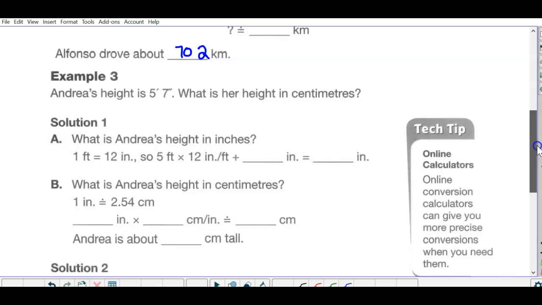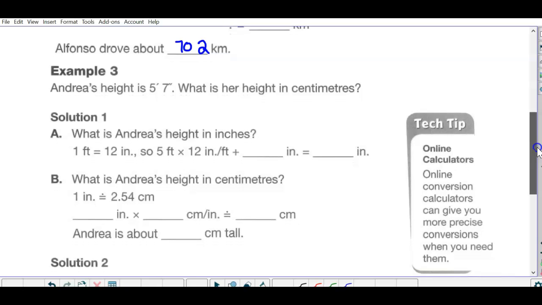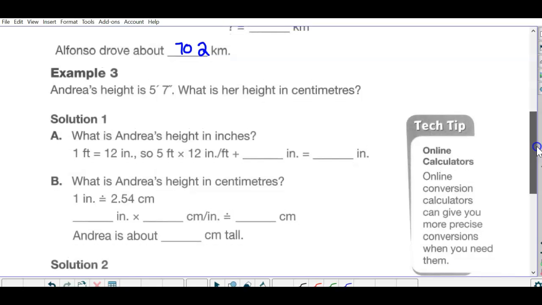So Andrea's height is 5.7 inches. Sorry, not 5.7, 5 feet 7 inches. 5.7 inches would be pretty short. So 5 feet 7 inches. What is her height in centimeters? So a couple of different ways of doing this, but the method I like to do is convert all of this to inches.